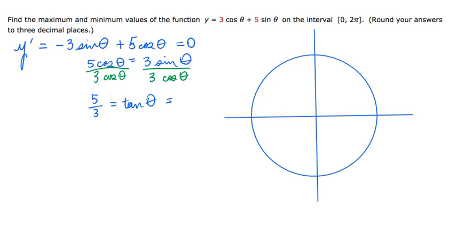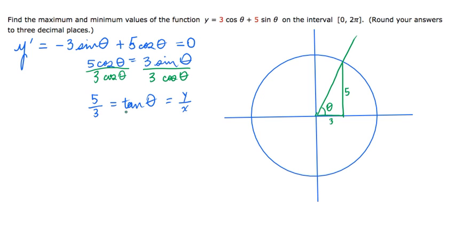Now tangent of theta is the ratio of y over x on the unit circle, or on the circle. It doesn't necessarily have to be a unit circle. So the y value is 5 and the x value is 3. So it's a little bit above a 45. So right about in there. You could have a y value of 5 and an x of 3. So that such angle is theta.